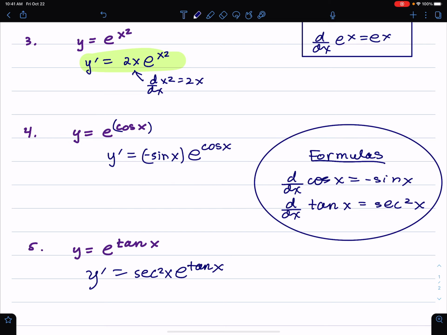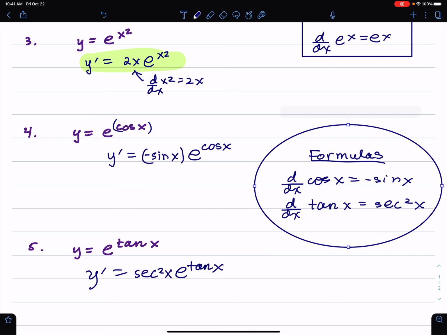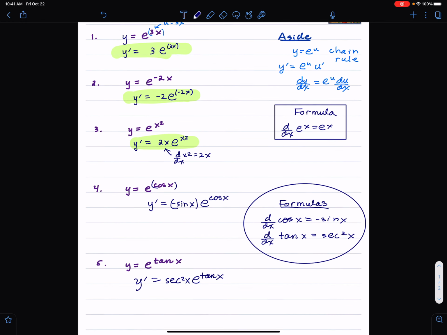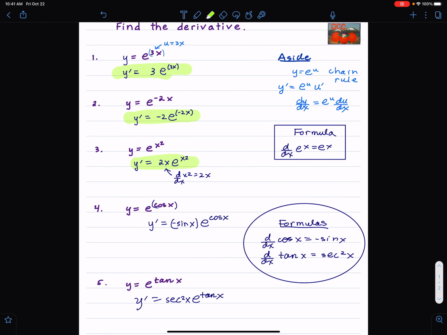So a lot of things fit together here. We need to use a lot of different things to be able to do these problems. But what I'm trying to focus on is the derivative of e to the x equals e to the x. And if we're looking at the chain rule, the derivative of e to the u with respect to x is e to the u times u prime.